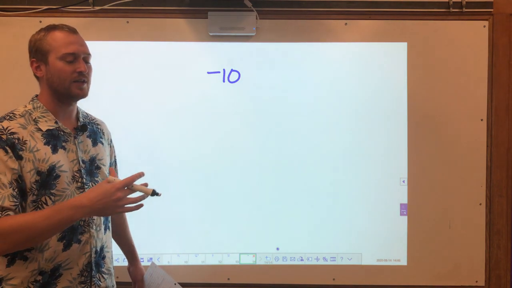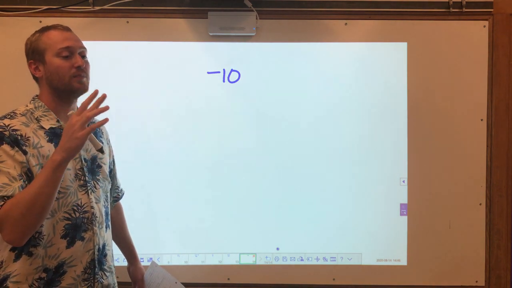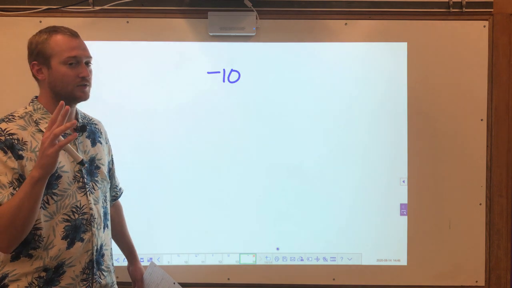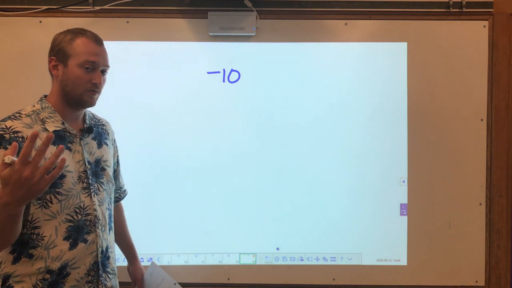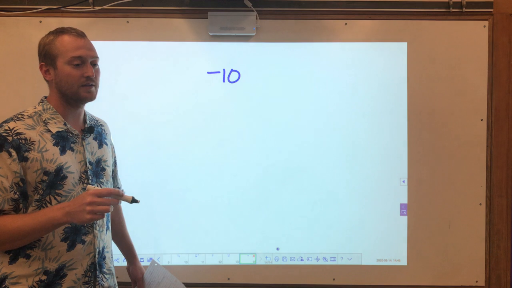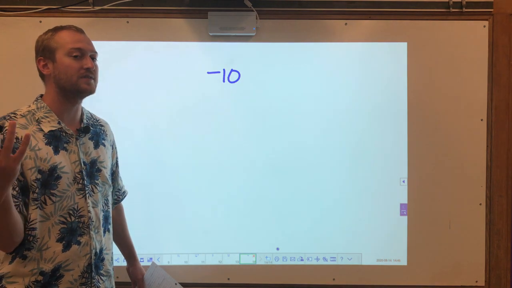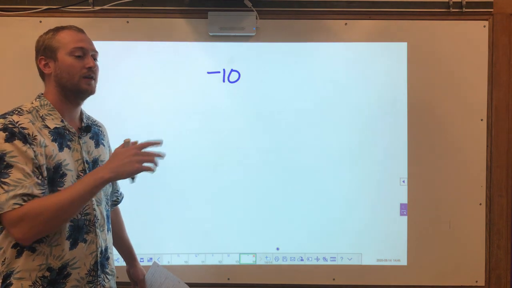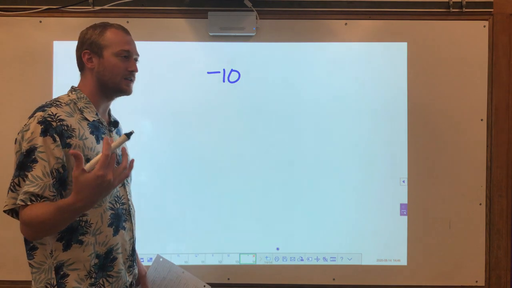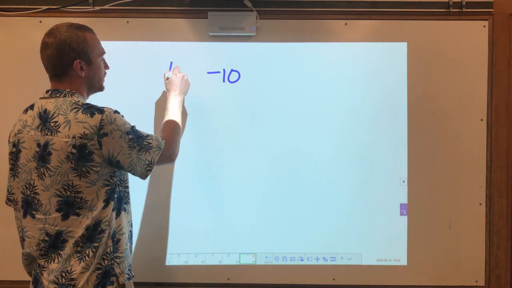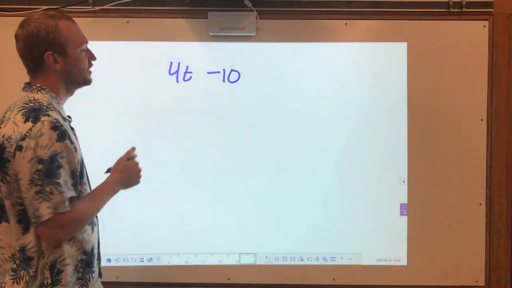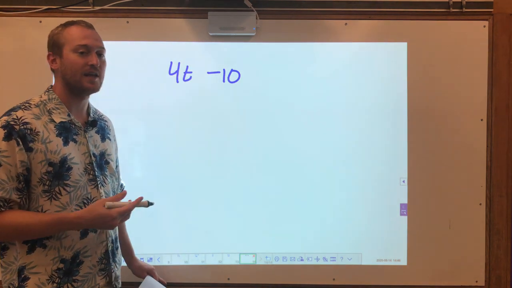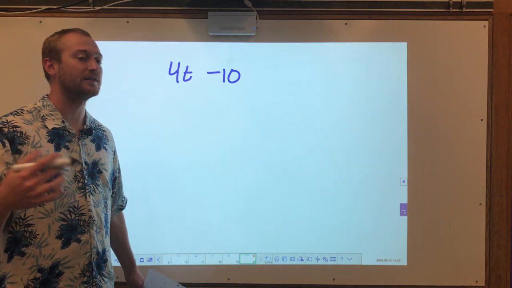The second part is the product. When we hear product, we should be thinking multiplication. So the product of 4 and some number t. Again, we're going to multiply 4 and some number t. We don't know what that number t is, so we're just using the variable t. So 4 times t minus 10. That is 10 less than the product of 4 and some number t.